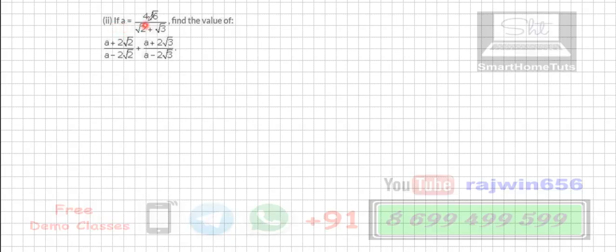Okay, now if a is equal to 4 root 6 upon root 2 plus root 3, then find the value of (a plus 2 root 2) upon (a minus 2 root 2) plus (a plus 2 root 3) upon (a minus 2 root 3). Okay, so what I'm going to do is first I'm going to write this down. A is equal to 4 root 6 upon root 2 plus root 3.